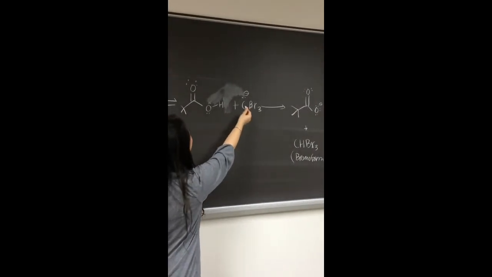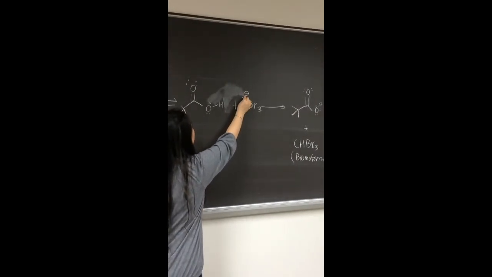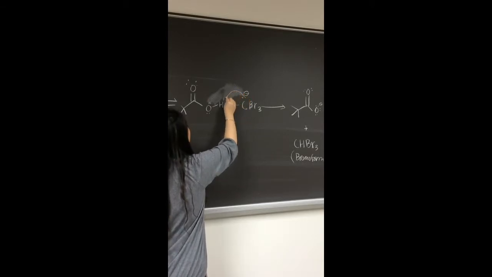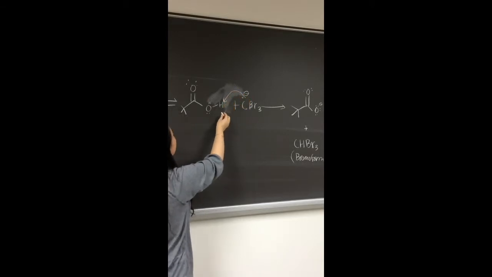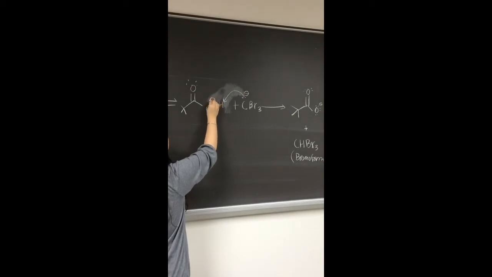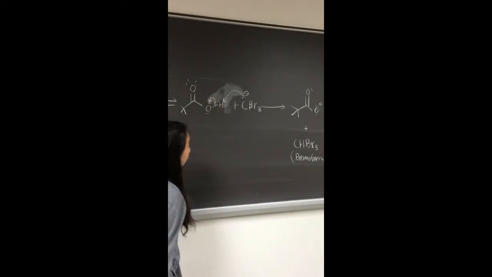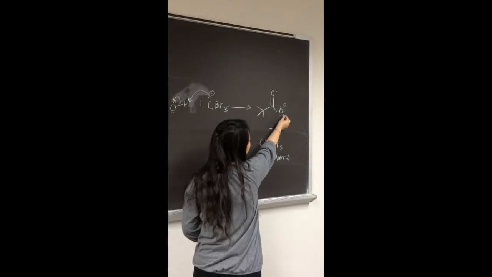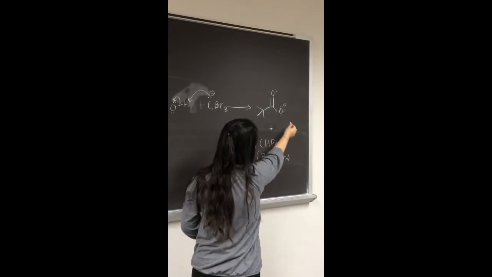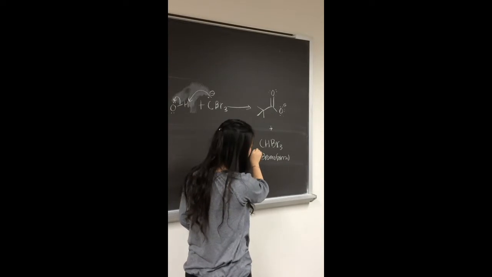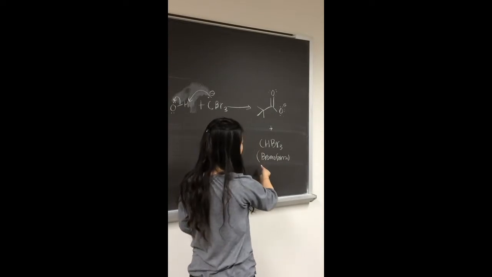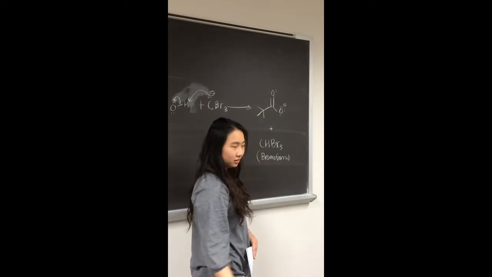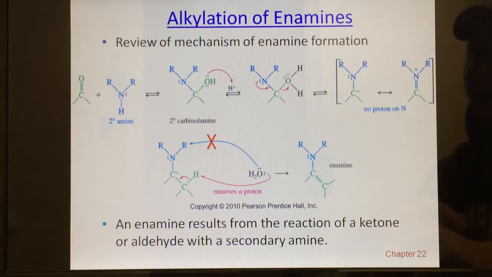And the electrons from the C will deprotonate this O, and the electrons will go to the O, and we will get the oxygen anion here, and a bromoform molecule, which is an example of a haloform. We've talked to you about the haloform reaction.